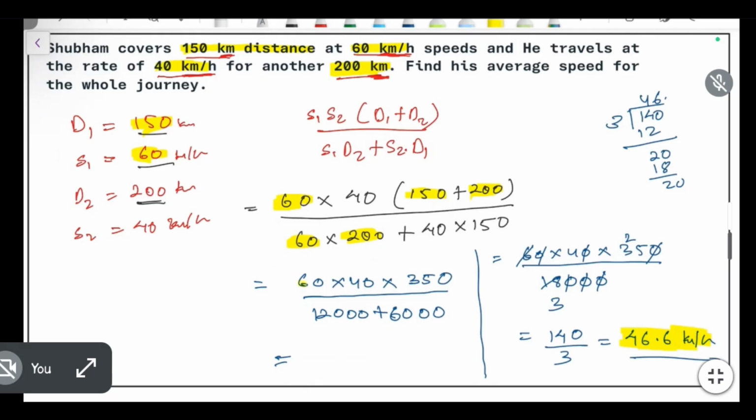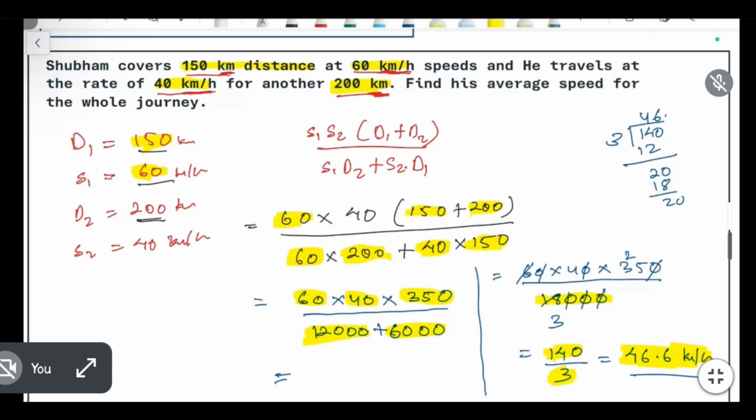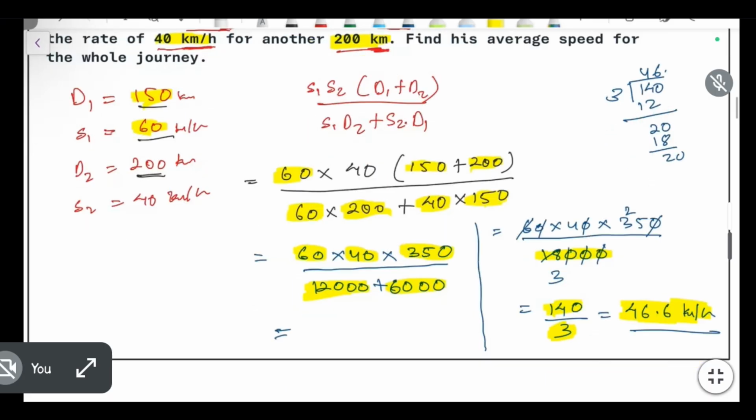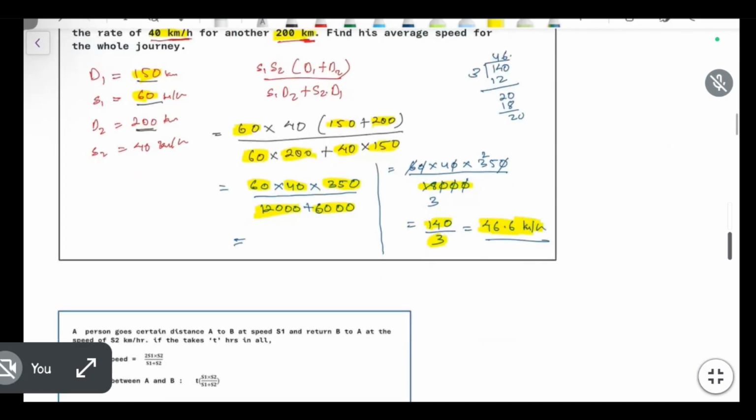So what I'm doing here is I'm keeping this as it is, so that I'll just multiply at the end. Now I'm just multiplying 60 into 200, which is 12,000, and 40 into 150, which is 6,000. So 12,000 plus 6,000 is nothing but 18,000. All the zeros are cancelled, and if I reduce it, I get this. So if you multiply this, we are getting 140 by 3, and the answer is 46.6 kilometer per hour. So that's the answer. I think that's it on average speed.